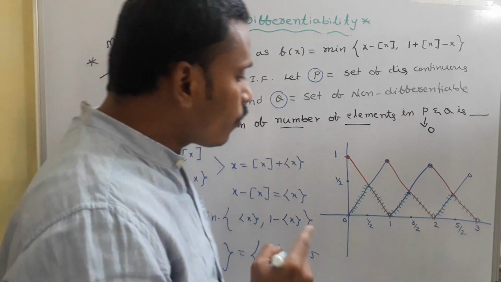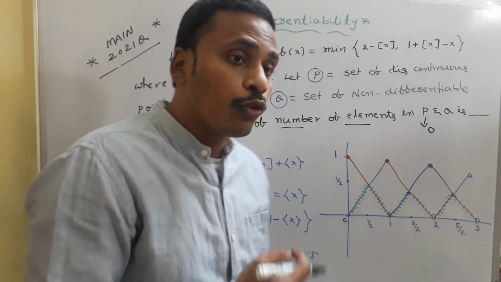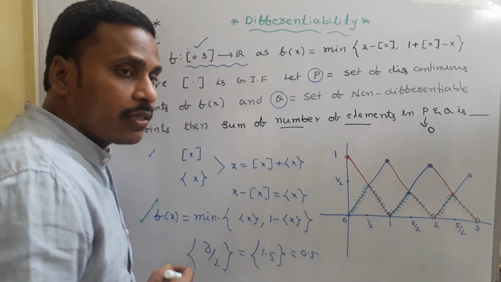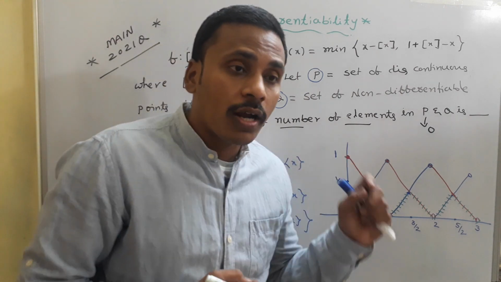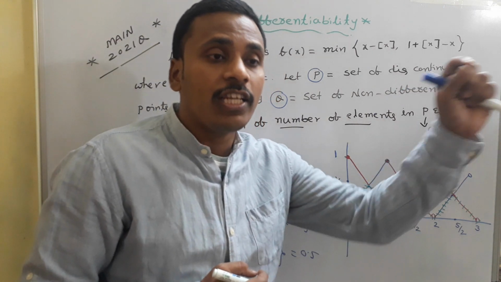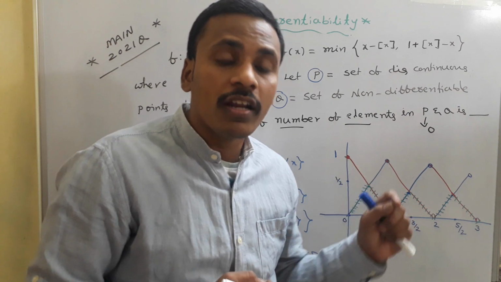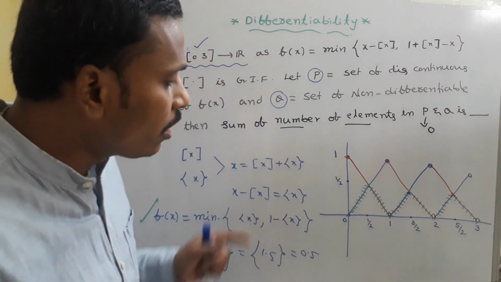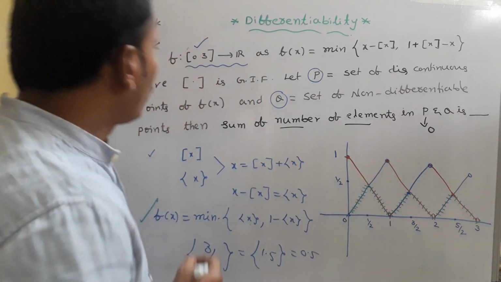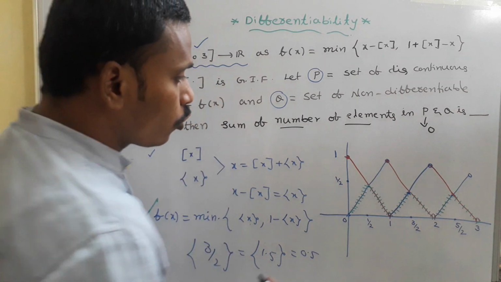Whereas now you need to think about non-differentiable points. See, sharp corners are the reasons behind non-differentiability. I mean, a sharp corner is one of the reasons behind non-differentiability. So I am going to identify the sharp corners in this interval 0 to 3.